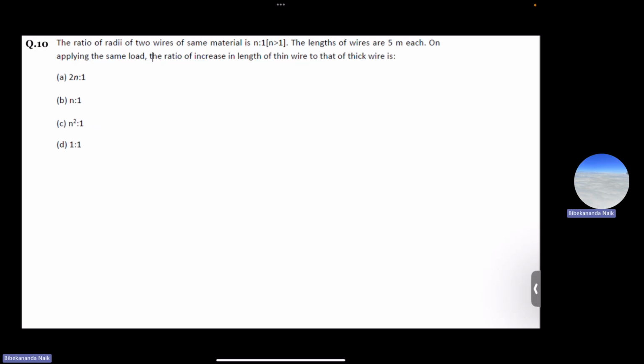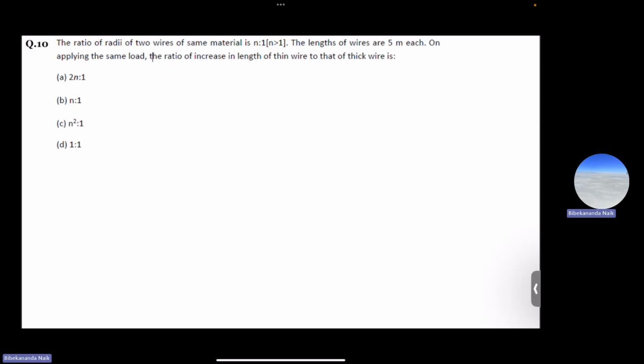Question number 10 says the ratio of radii of two wires of same material is n is to 1. The length of the wire are 5 meter each. On applying same load, the ratio of the increase in length of the thin wire to that of the thick wire is. Options are option A 2n is to 1, option B n is to 1, option C n square is to 1, or option D 1 is to 1. So pretty much similar types of question we have solved today, but here the ratios are different, that is n is to 1.